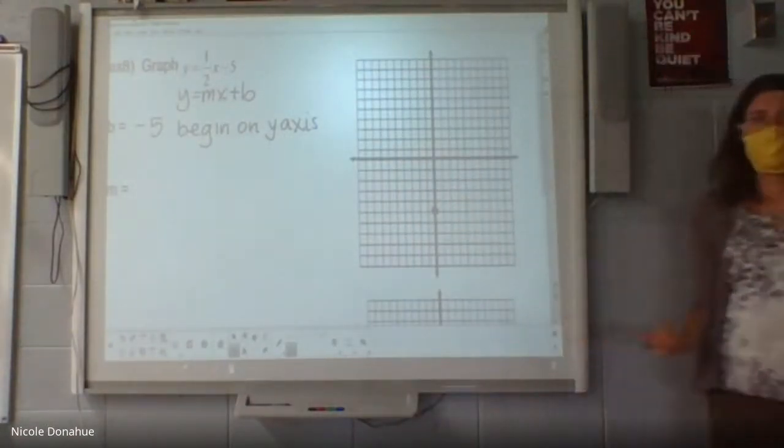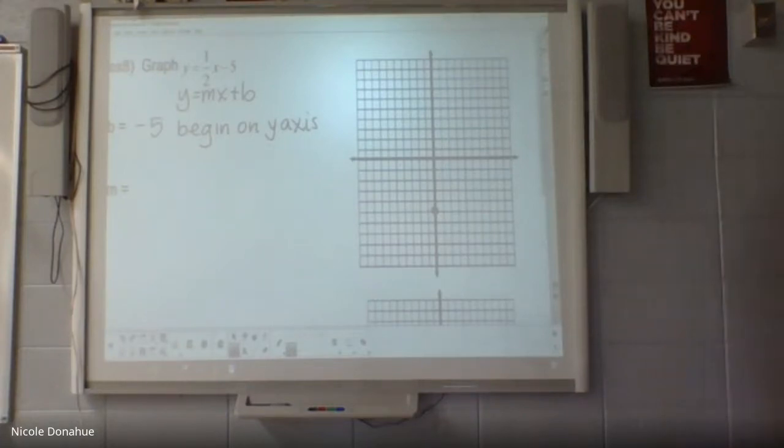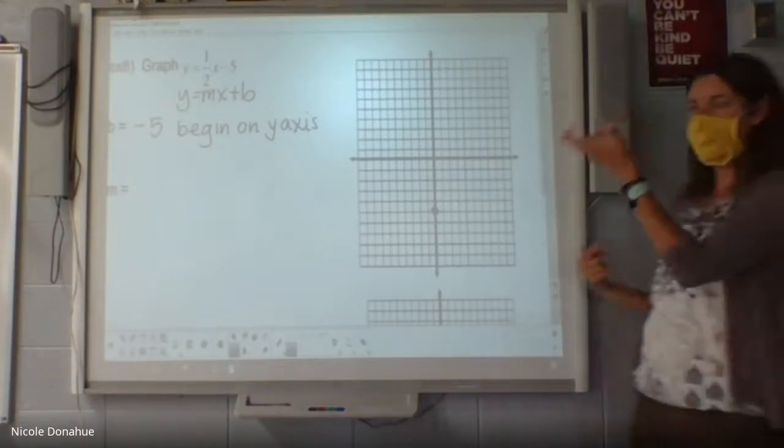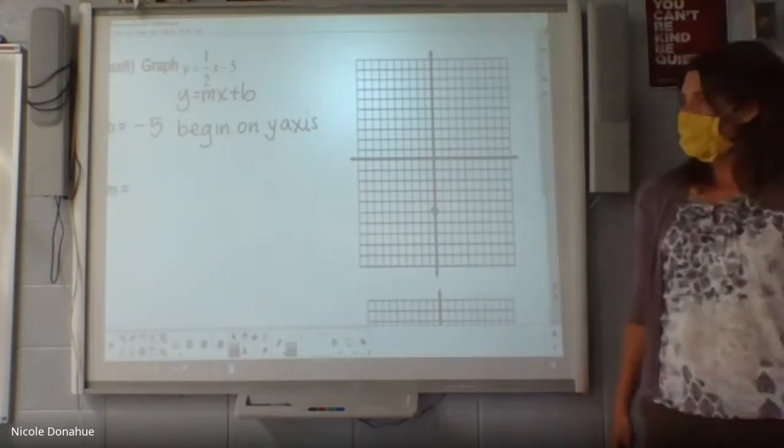Now, if you wanted to, you could actually graph this one using intercepts like we did. This is actually really similar to one of the ones we did outside. But if they're asking you to graph using slope-intercept form, you can just use this method. And I think it's a little bit easier.